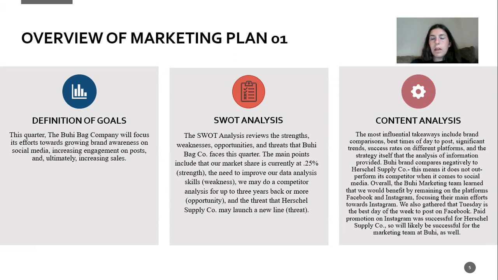So Buoy brand compares negatively to Herschel Supply Co., which means that it does not outperform its competitor when it comes to social media. Herschel Supply Co. is doing much better than us, but by the end of the simulation, it did improve. Overall, the Buoy marketing team learned that we would benefit by remaining on the platforms Facebook and Instagram, focusing our main efforts towards Instagram, which proved to be completely true. Instagram was by far the most successful platform.